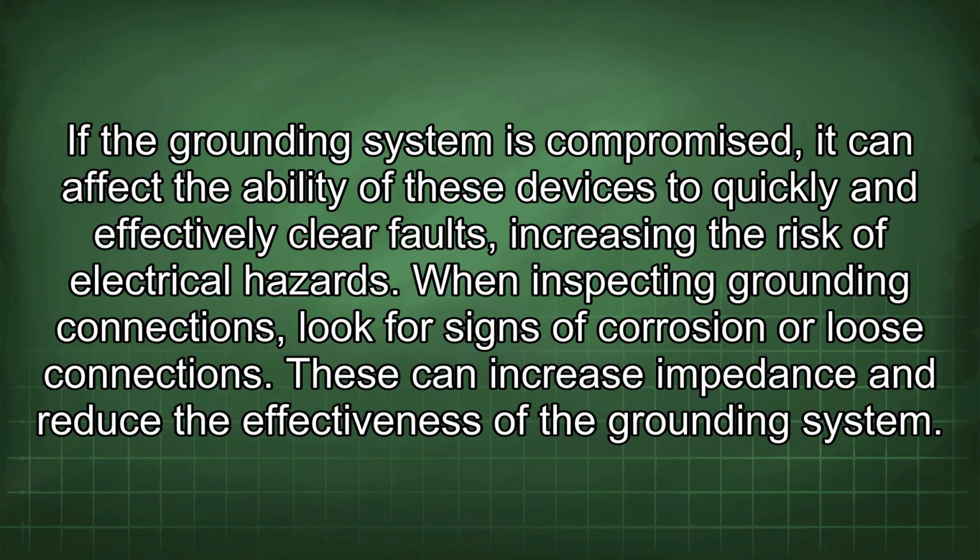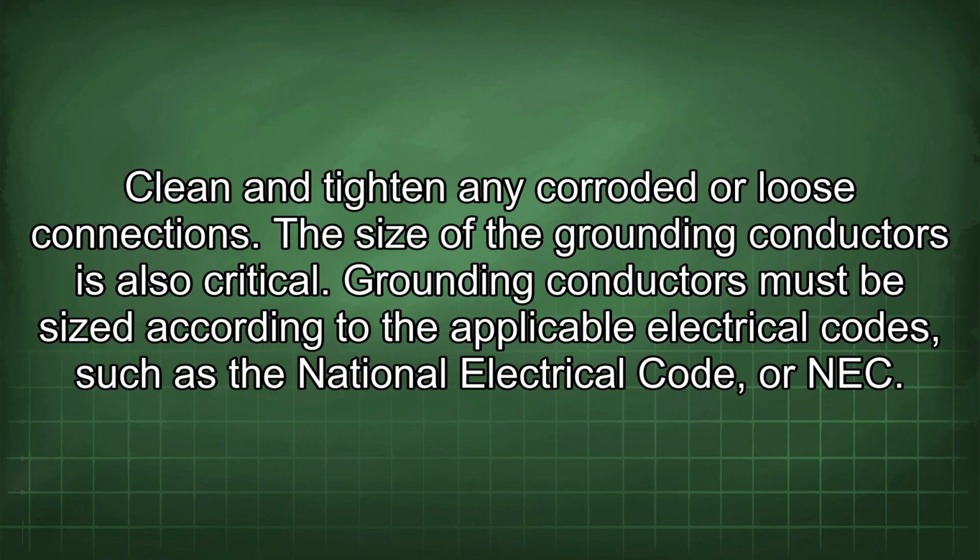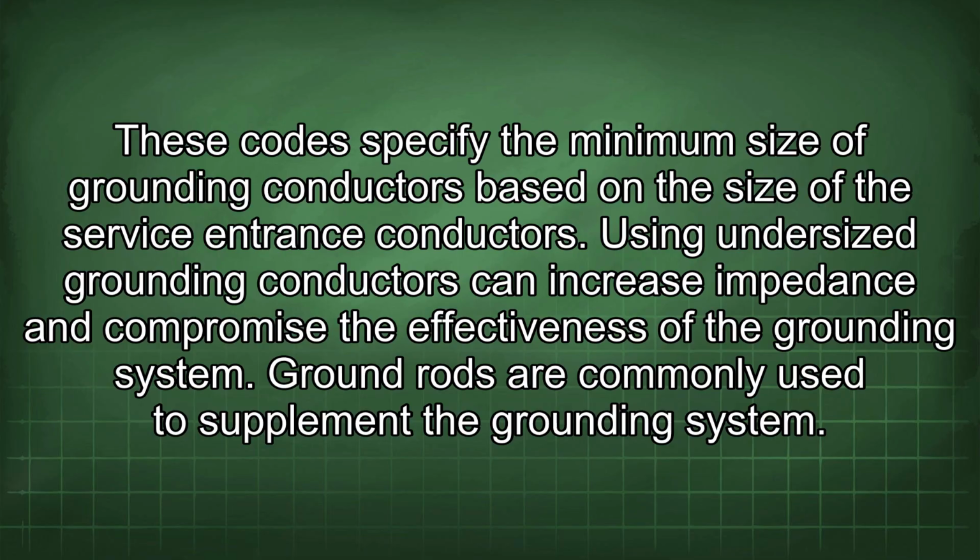When inspecting grounding connections, look for signs of corrosion or loose connections. These can increase impedance and reduce the effectiveness of the grounding system. Clean and tighten any corroded or loose connections. The size of the grounding conductors is also critical. Grounding conductors must be sized according to the applicable electrical codes, such as the National Electrical Code, or NEC. These codes specify the minimum size of grounding conductors based on the size of the service entrance conductors. Using undersized grounding conductors can increase impedance and compromise the effectiveness of the grounding system.